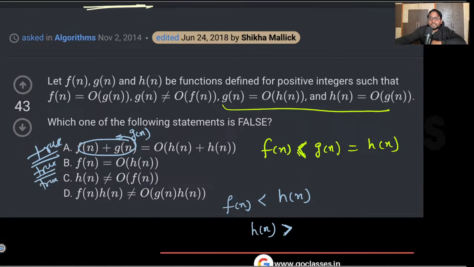What about this? See here what I'm saying here, Hn is not lesser than equal to Fn. That's what they're saying. Yeah, that's true, because Hn is in fact greater than Fn, right? So that's why this is also true.